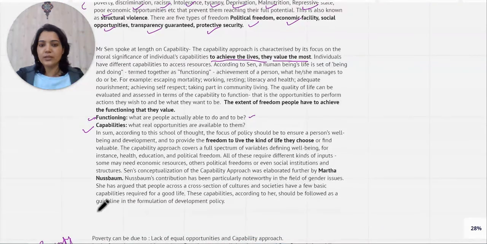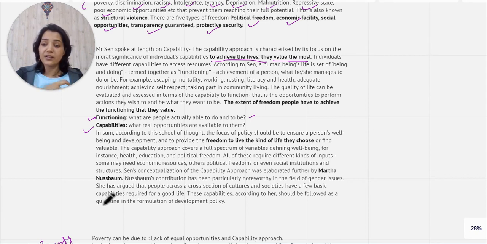Okay, I move further, and here I have given in summary, what do you understand by this one? So freedom to live the kind of life they choose. This is called capability approach. Then further it is written, Martha Nussbaum also spoke on the same line, and she spoke mainly on the gender issues. Okay, she applied the same capability approach at the international level concerning the gender issues. I hope you understood what is the capability approach.